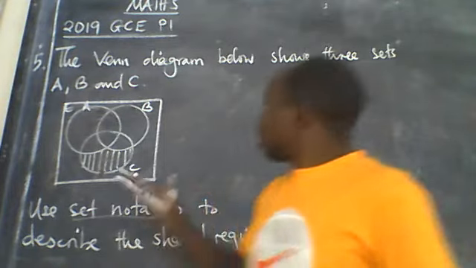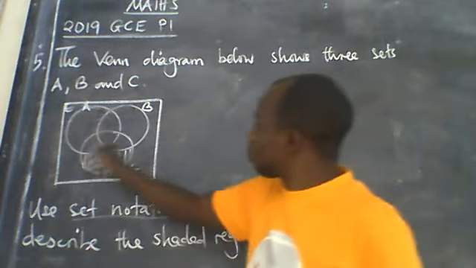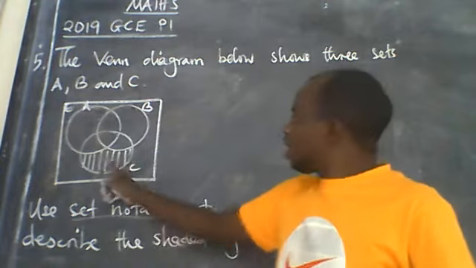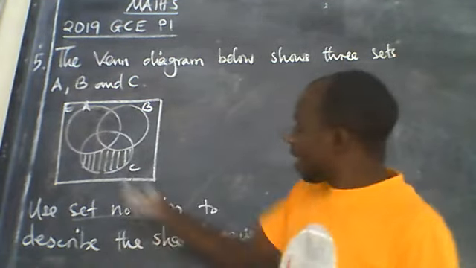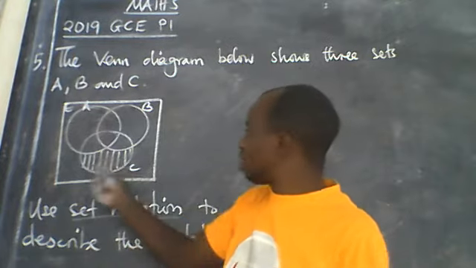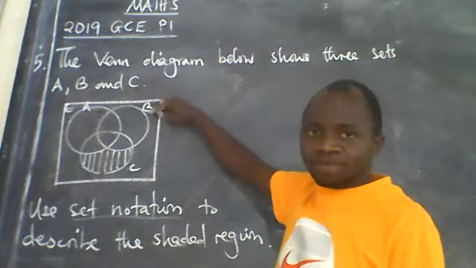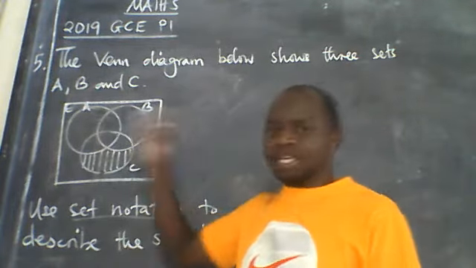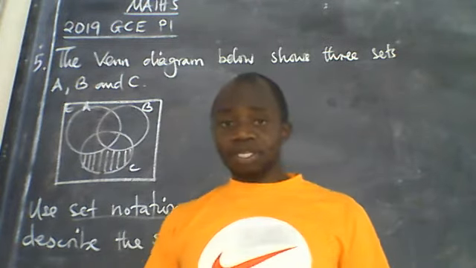Now if you look at this, we want the set notation that will represent it. We've got A, B, and C here. The part which is being shaded is part of C, not the entire C. They've excluded A and B. So excluding A and B has to do with the complement, isn't it?